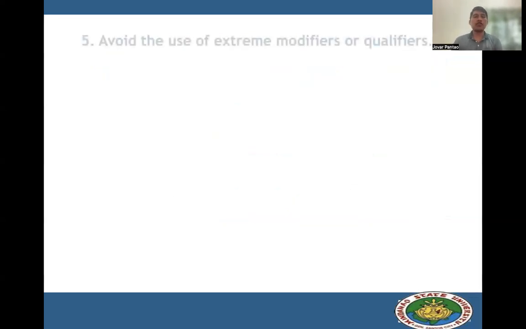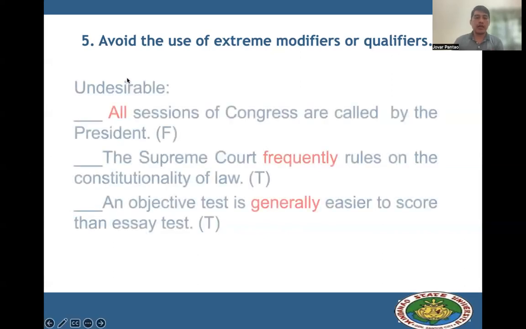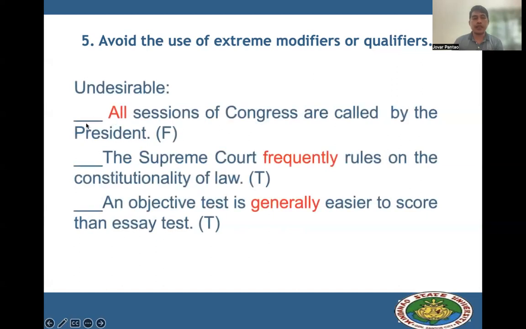Now let's move on to rule number 5. Avoid the use of extreme modifiers or qualifiers. So if you try to look at the statements, there are modifiers. For the first statement, there is a modifier "all." For the second statement, there's a modifier "frequently." And for the third statement, there is a modifier "generally."